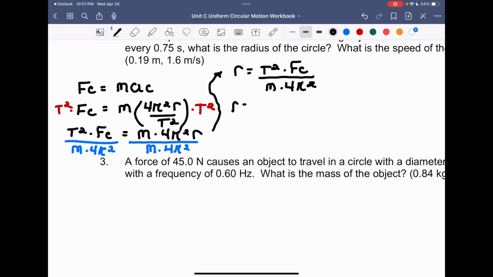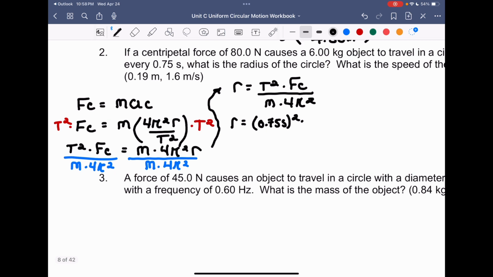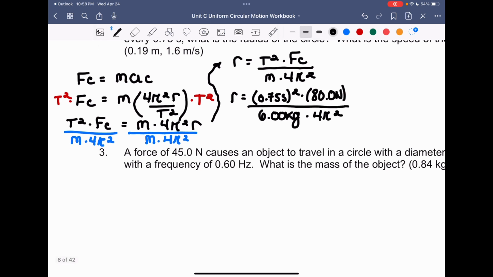Now, this is going to give us a radius, which is equal to the period, which is 0.75 seconds, squared, multiplied by the force, or the centripetal force, which is 80 newtons. So I'm going to make sure I put 80.0. And then divided by the mass, which was 6.00 kg, times 4 pi squared. Remember, we're not going to convert that pi to 3.14. Just keep it as is. Now, when you plug it into your calculator, you're going to get 0.19 meters.